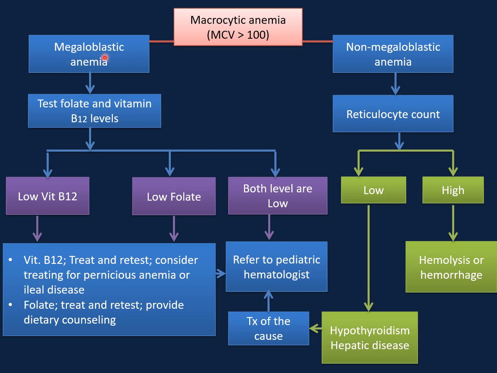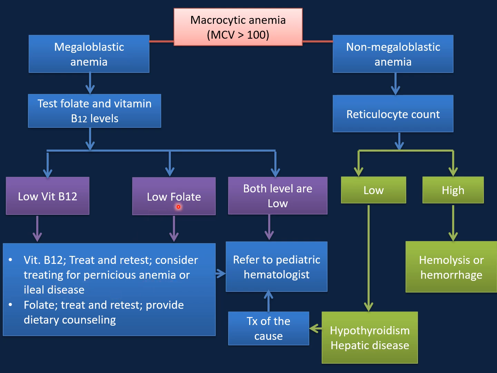In case of megaloblastic anemia with macrocytosis and hypersegmentation of neutrophils with more than 5 lobes, you need to test the level of folic acid and B12 together. Then if you have low vitamin B12, you need to treat and retest again to ensure response to therapy. Also, you need to consider the possibility of underlying causes, for example, pernicious anemia, ileal disease, or tapeworm infestation.